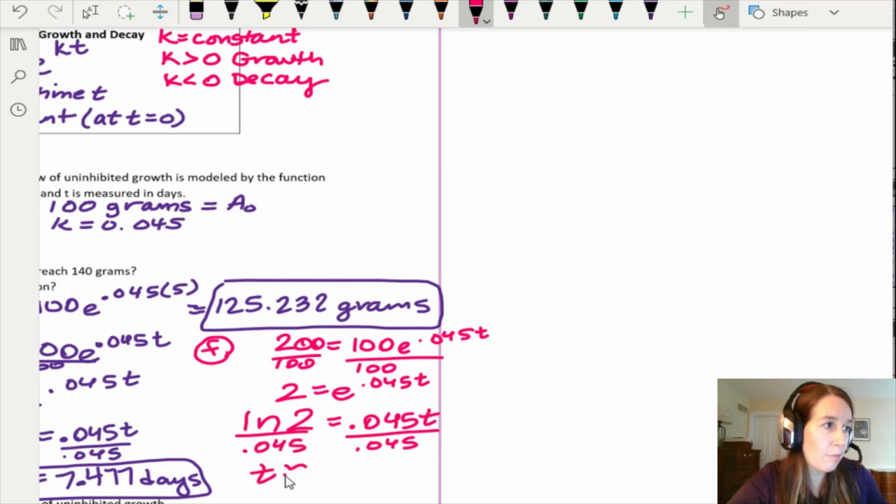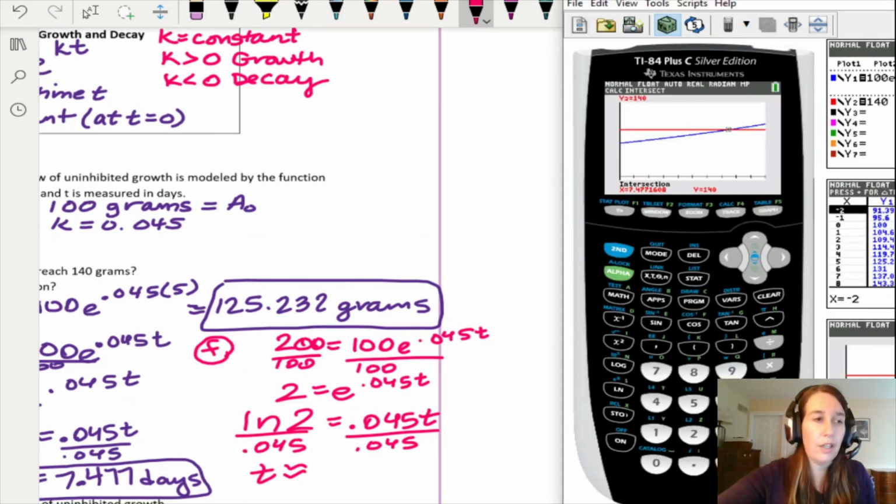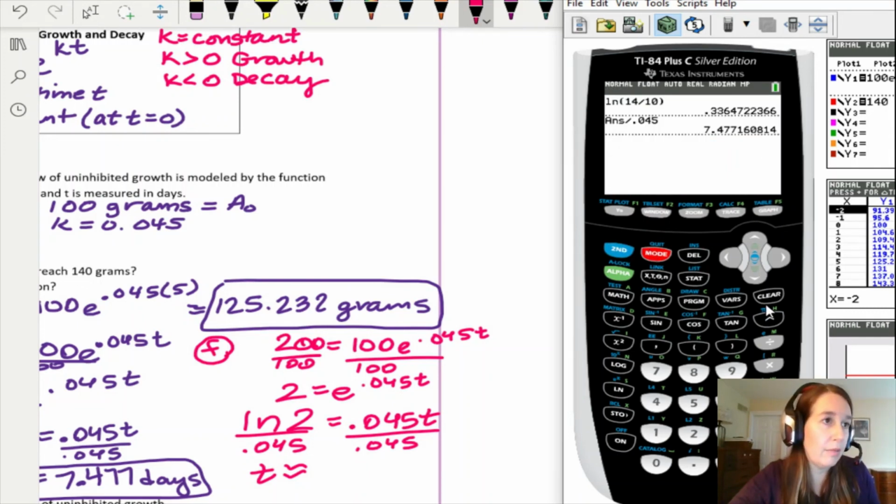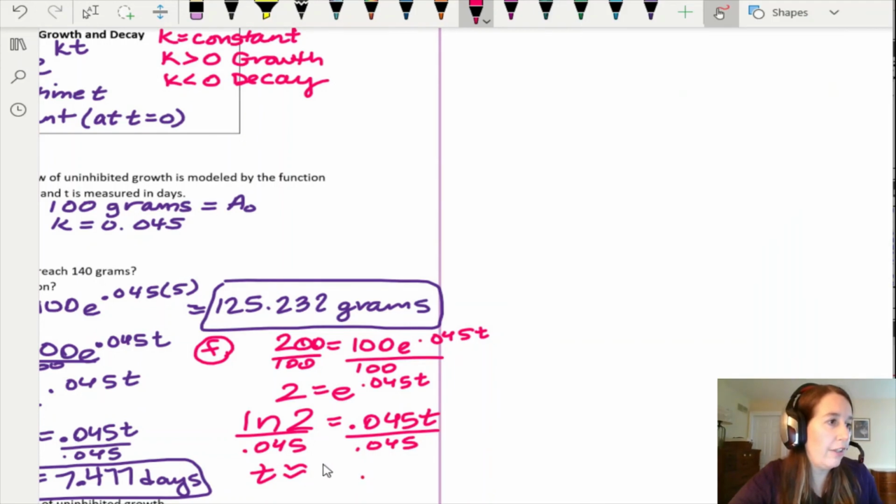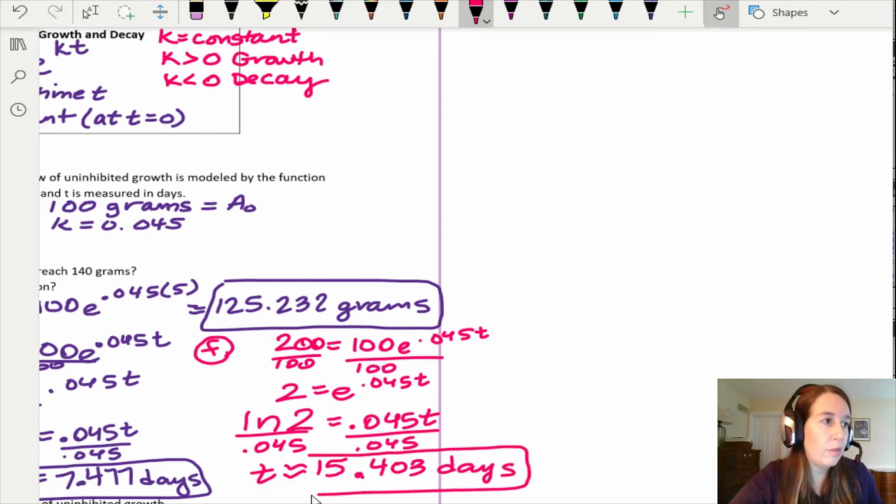So t is about, and then we have to use our calculator to tell us. You want to hit second quit out of the graph. Then natural log of 2, end parenthesis, divided by 0.045, enter. 15.403 days. Okay, so the bacteria will double in 15 days or so.